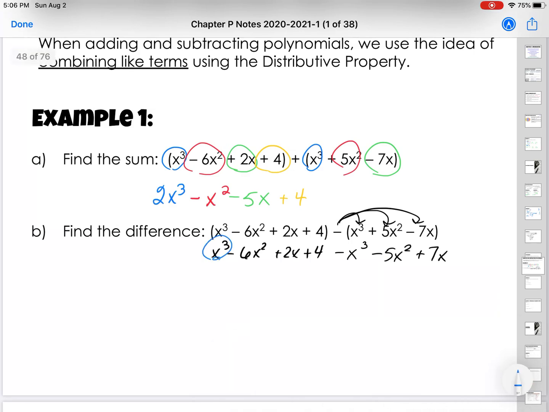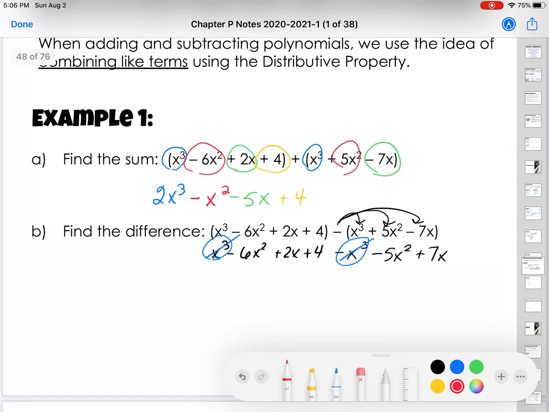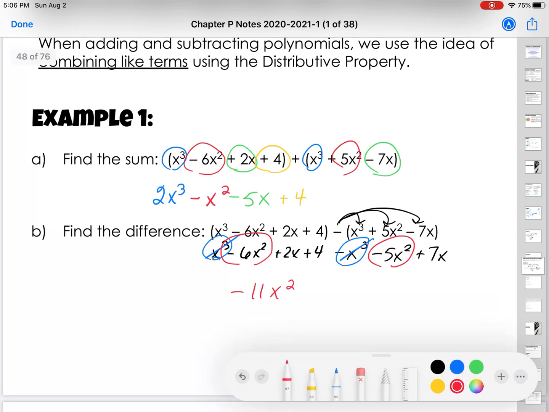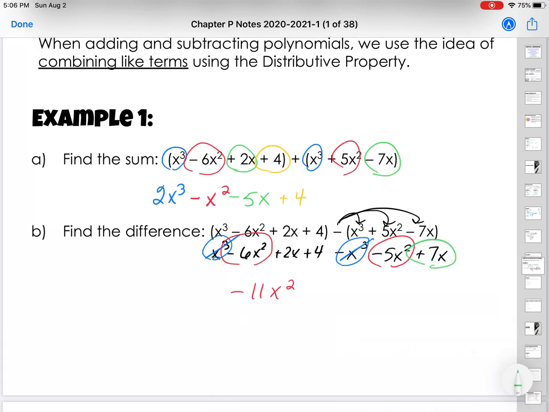And now again, I'm just going to combine my like terms. I have an x cubed and a negative x cubed, so they actually cancel. I have a negative 6x squared and a negative 5x squared, so that's a negative 11x squared. I have a 2x and a 7x, so that's a 9x. And again, I've got that lonely 4.